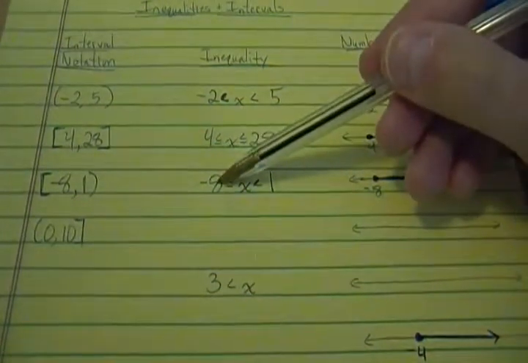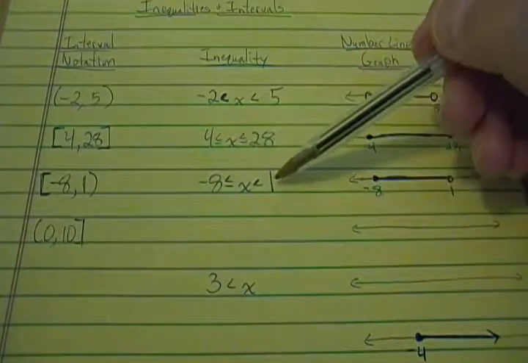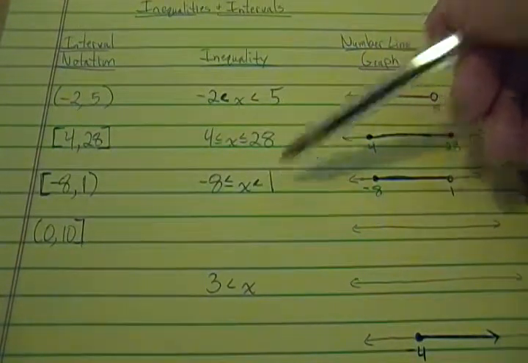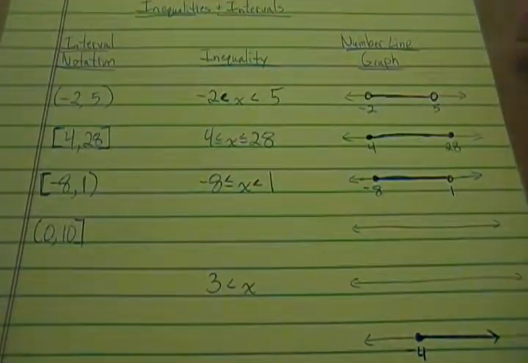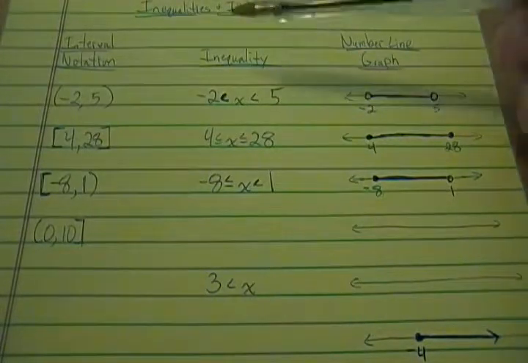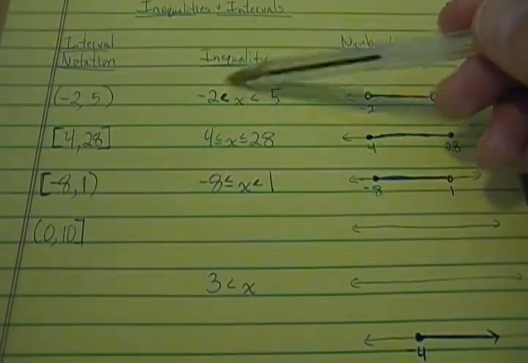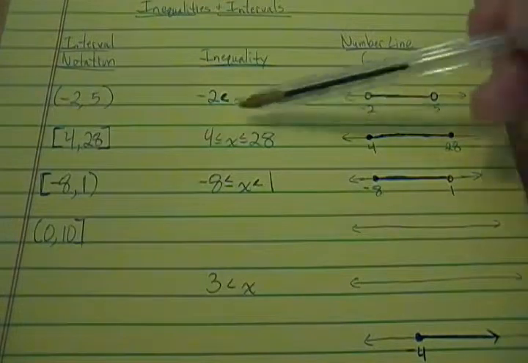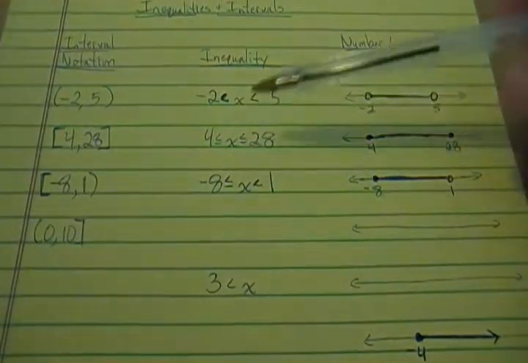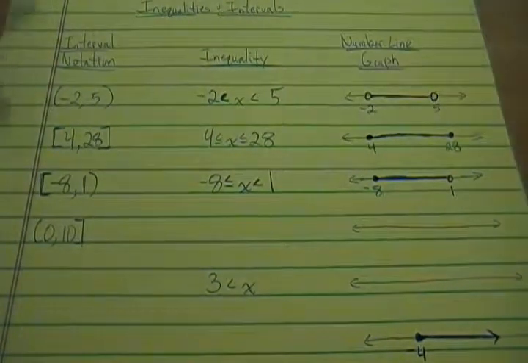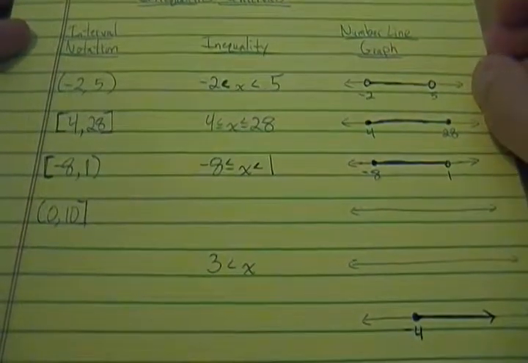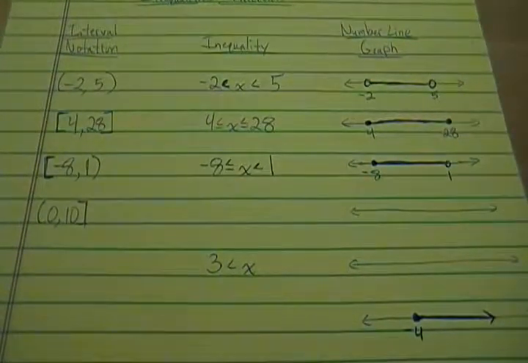All right, so -8 is included because it's less than or equal to x. The 1 is not because x is just less than 1. All right, so you can see with the interval notation or the inequalities, both endpoints can be not included, both can be included, or you could have one included and one not included. And it can go either way. Like the next example, we'll see the same thing but kind of opposite.